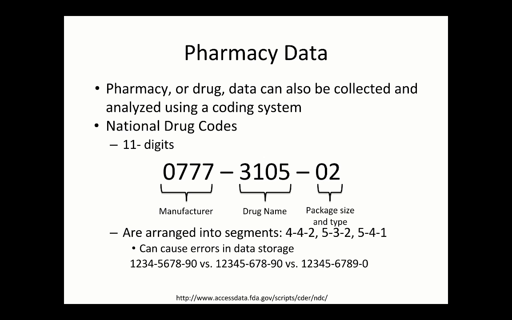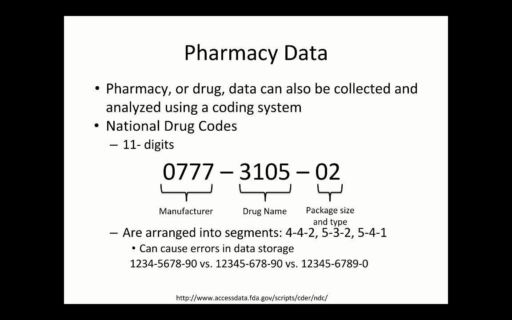Recently, CMS created an 11-digit derivative which places a 0 at the lead of the labeler code to make all codes conform to a fixed length of 5, 4, and 2 digits.